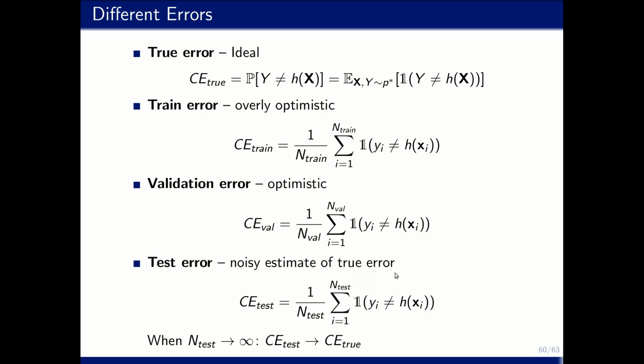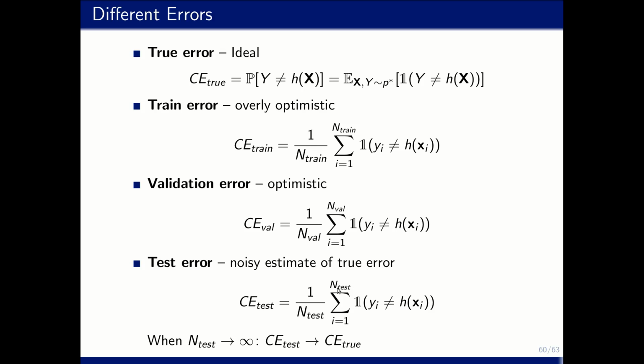And key was to keep the human out of the loop, so the test error must be secret, and we must test only once at the end. And then this is actually an unbiased but noisy estimate of the true error. So essentially the test error really tells us something about the true performance. And of course, this is a noisy estimate of the true error.